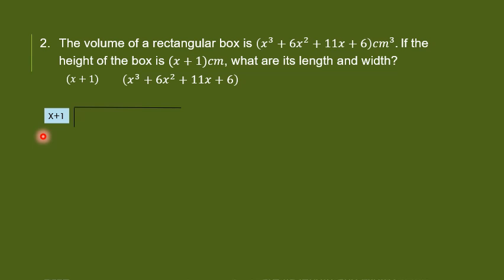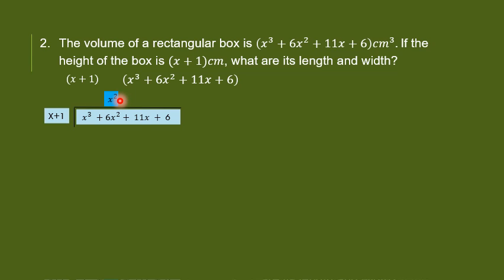Let's go on. x plus 1 here, and the inside is x cubed plus 6x squared plus 11x plus 6. Now the divisor and the dividend. Now, where do you get the x squared? x cubed divided by x. When we divide, we subtract the exponents. This is 3, and we have here x raised to 1. So 3 minus 1 is 2.